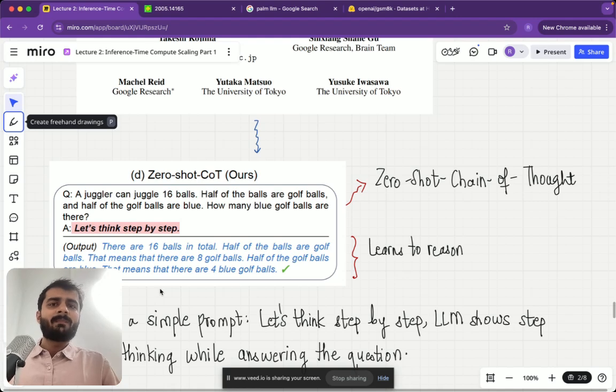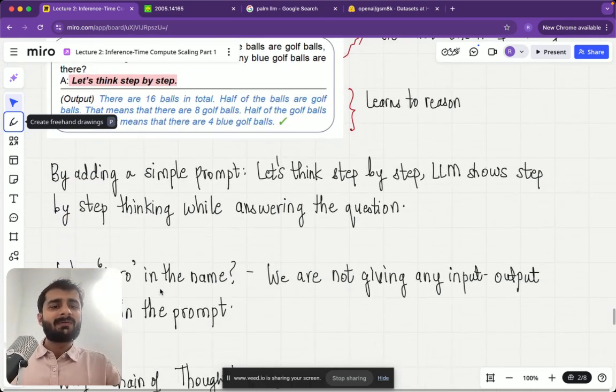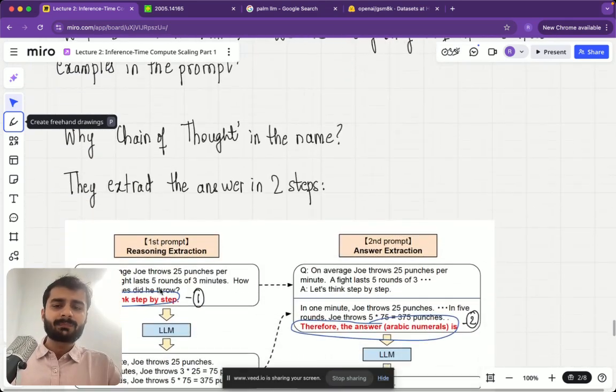So, how is this different from plain chain of thought or few shot chain of thought? In the example of chain of thought reasoning that we looked at before, we provided input output examples where we told the model that if this is the input, you should reason and then you should provide the output. Now, here we are saying that, okay, we are lazy to do all of that. All I want to do is just add a sentence which says, let's think step by step. And then the model learns to reason on its own. That's all. So, why zero in the name? It's because we are not giving any input output examples in the prompt.